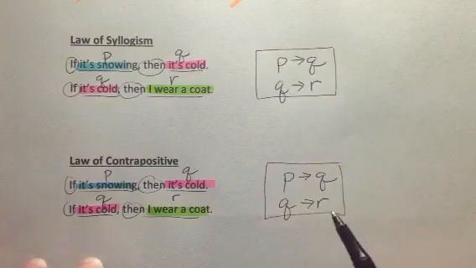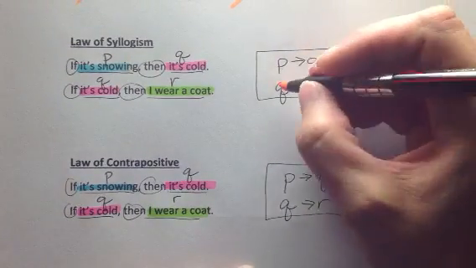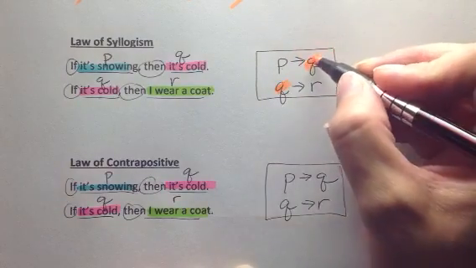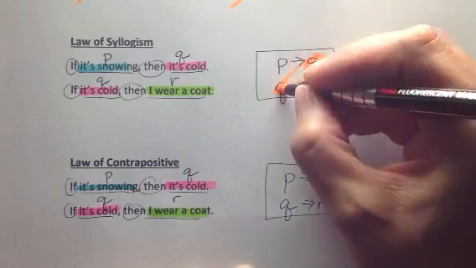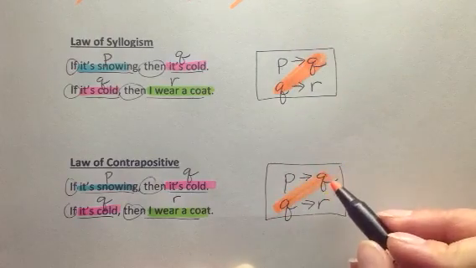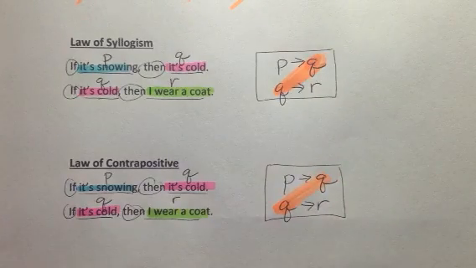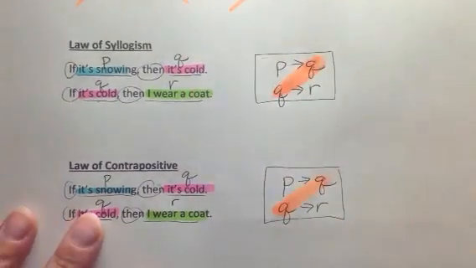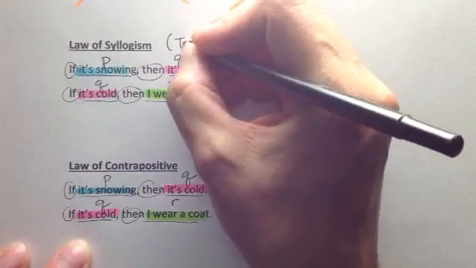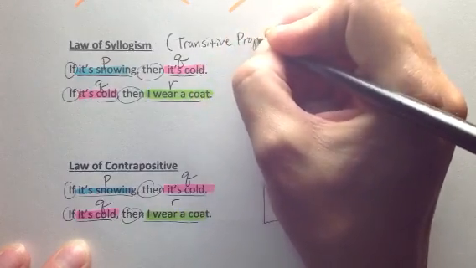So if I'm given two conditional statements where the first conclusion is the second one's hypothesis, notice that these two are the same. And the same thing down here. These two are matching. The first conclusion is the second one's hypothesis. Well, what this actually is, is the law of transitivity. So this is the application of the transitive property.